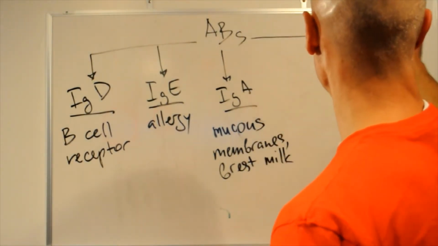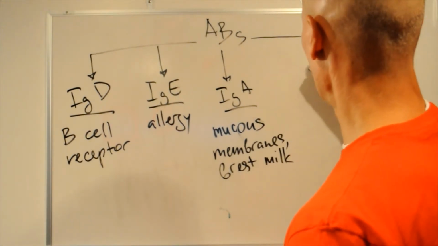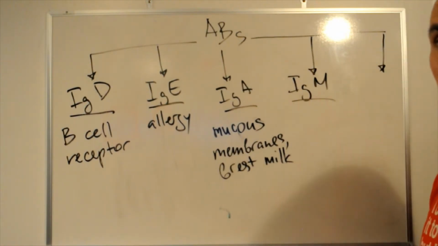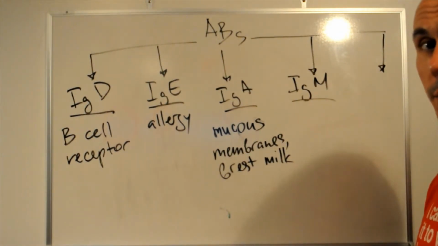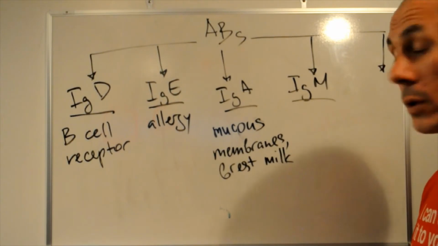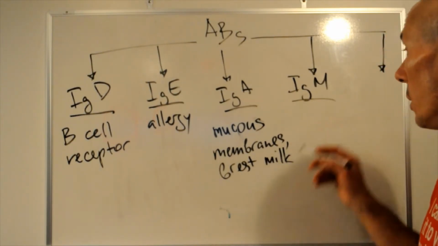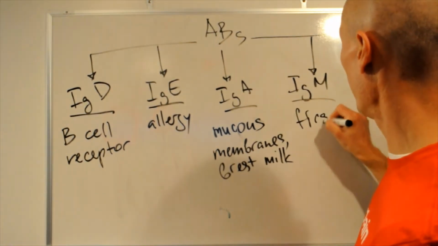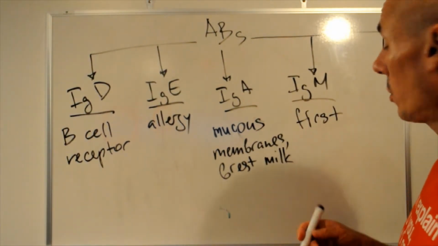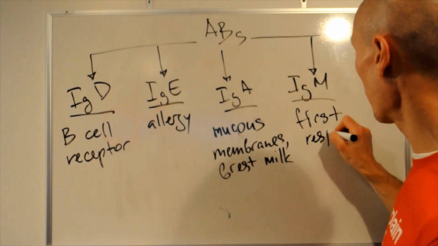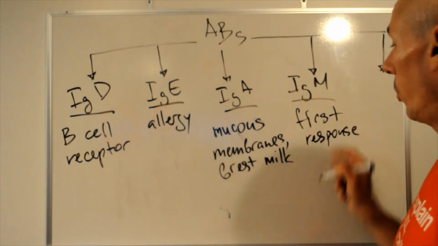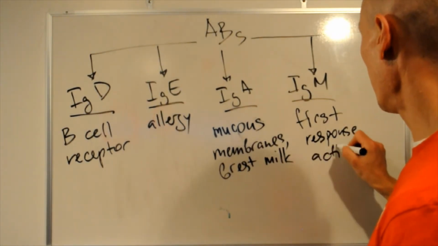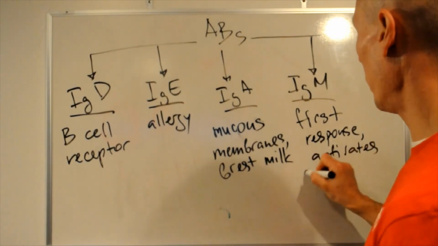Then we've got IgM. That's a pentameric antibody, meaning that it consists of 5 individual molecules linked together. It's a first response antibody. It's produced first in the process of infection. And what's important, that antibody, IgM, can activate complement.